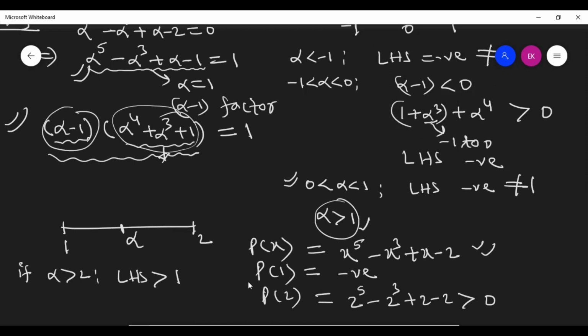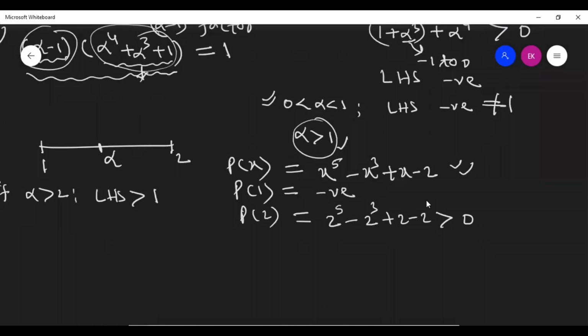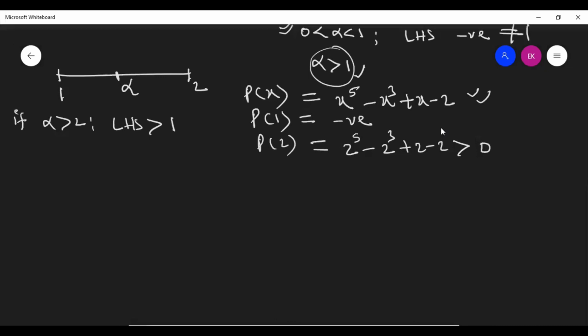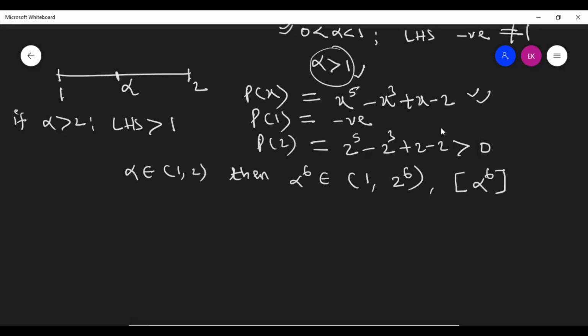Okay. So if alpha belongs to 1 to 2, then alpha to the power 6 belongs to 1 to 2 to the power 6. Now, what is the greatest integer of alpha to the power 6? There are so many integers in between these two numbers. So definitely this method is not going to help us anymore, because we are supposed to prove that the greatest integer of alpha to the power 6 is equal to 3.